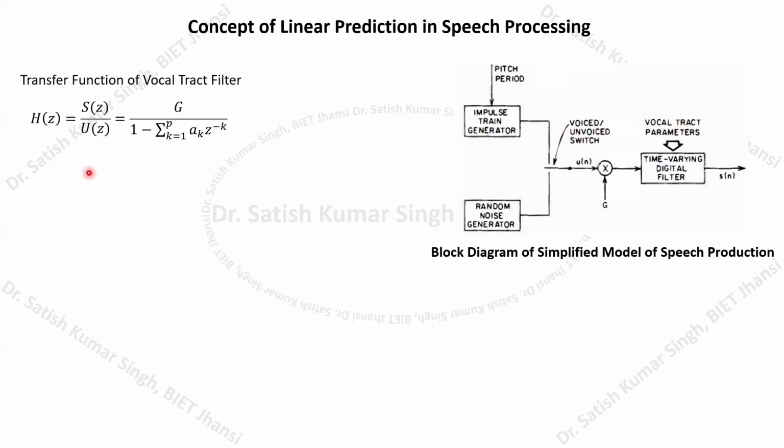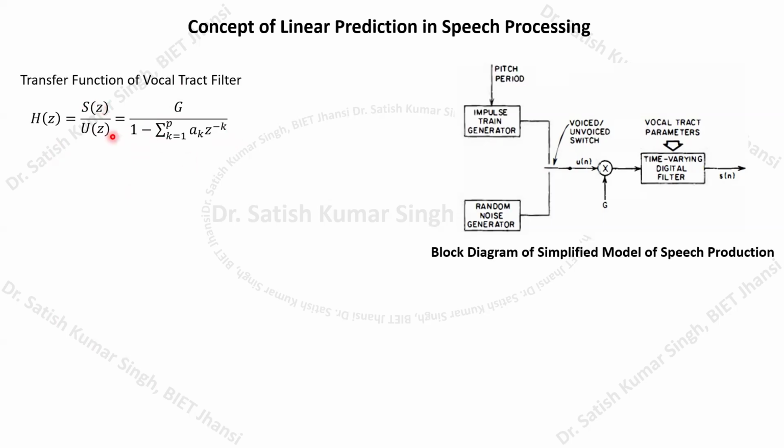Here is the general transfer function of a vocal tract filter in the Z domain. It will be S(z) upon U(z) equals G upon 1 minus summation over k equals 1 to p of a_k z to the power minus k. So we know that this transfer function of the vocal tract filter is an all pole filter. It just has poles; we don't have any zeros.